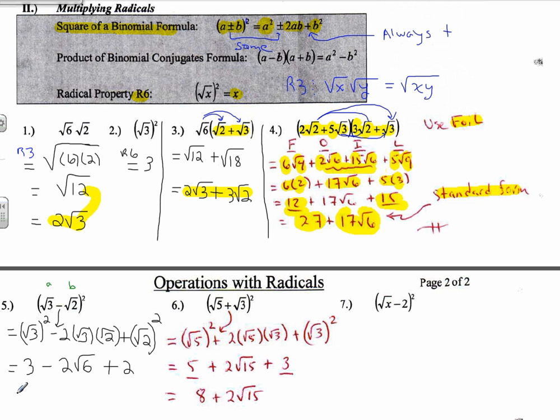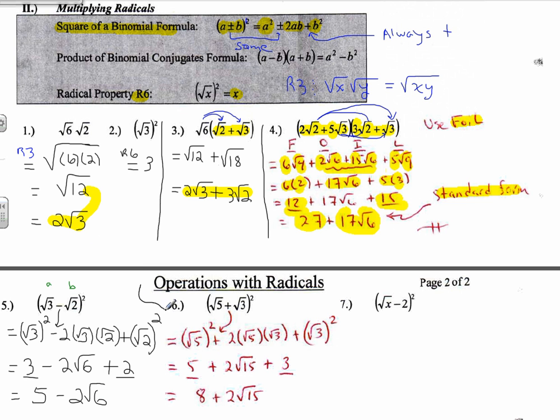And now I write my answer in the standard form. Notice that there's like terms. So I add the terms without the radical. That's 5 minus 2 radical 6. Standard form.